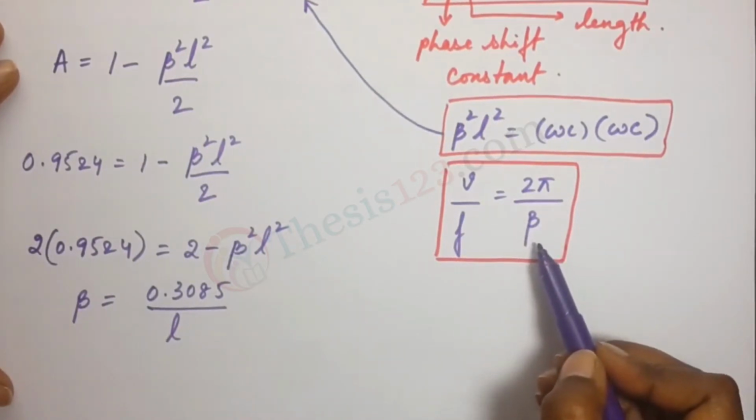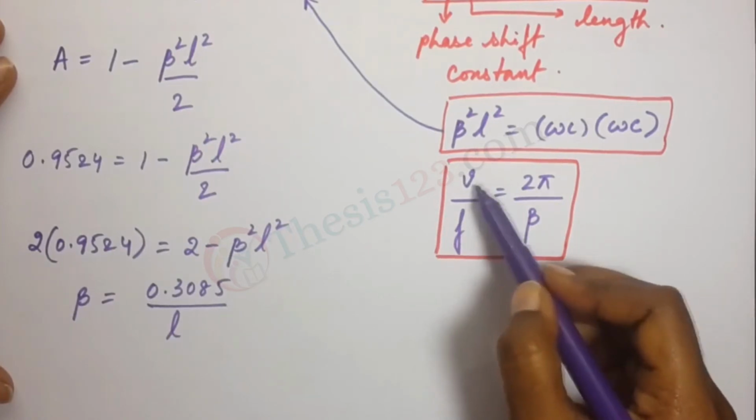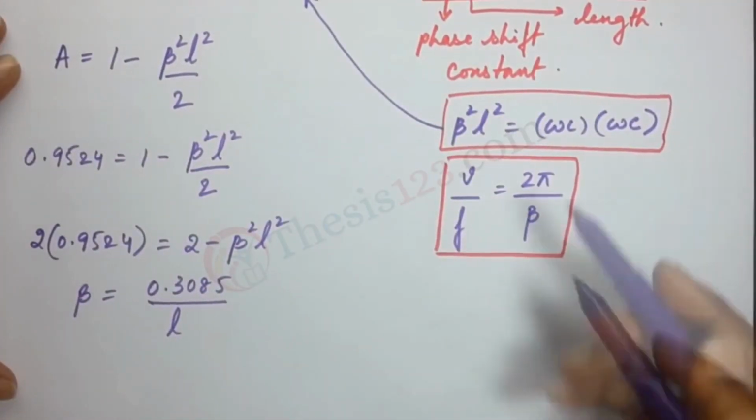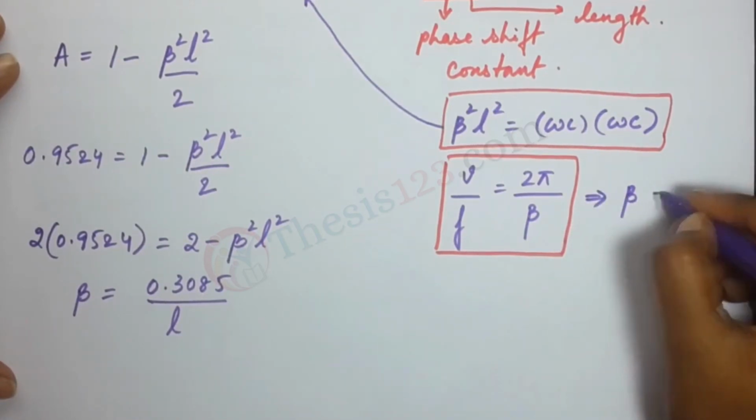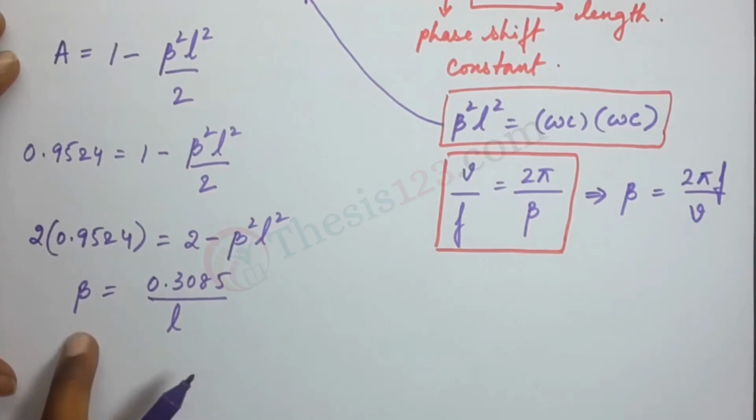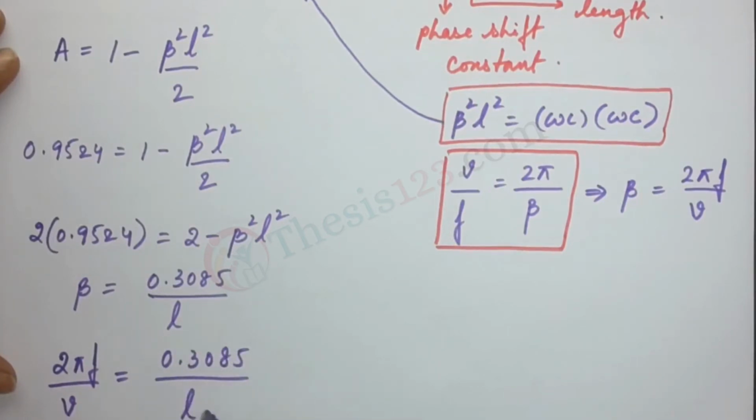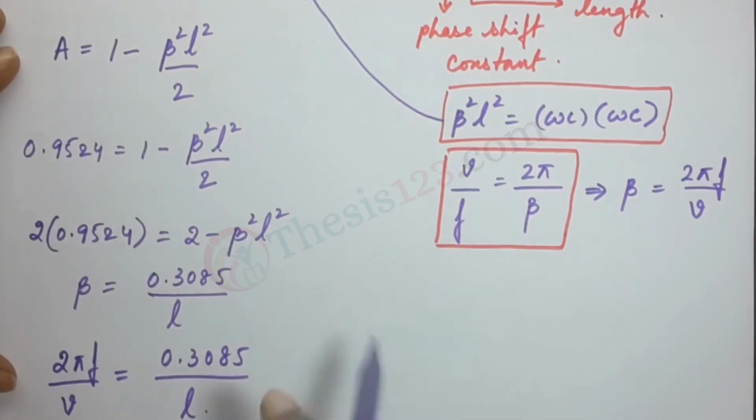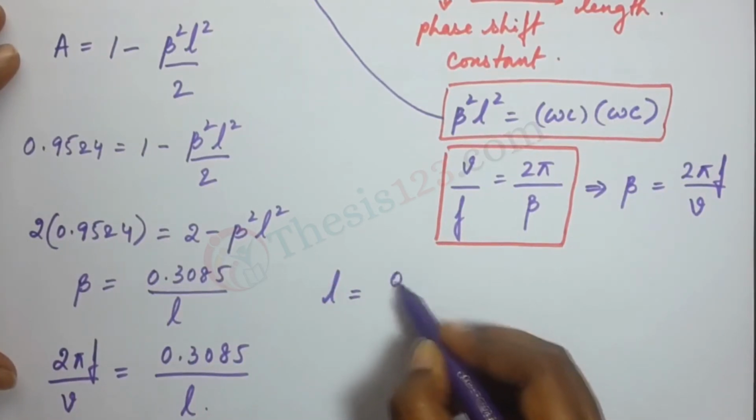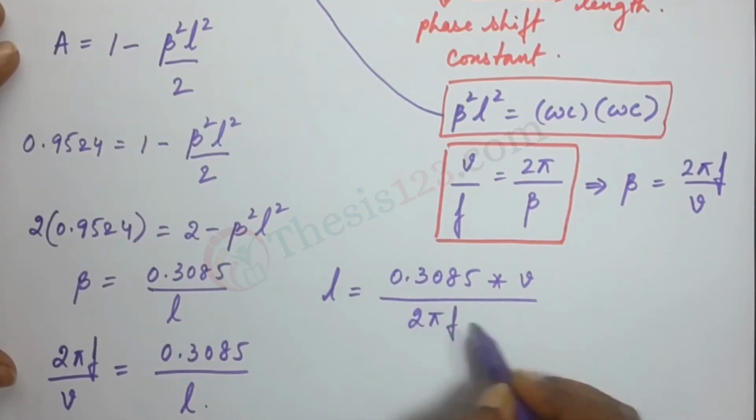Now let's substitute beta's expression here, because we know what the velocity is, we know what the frequency is. The velocity, according to the question, is given as the velocity of traveling wave to be the velocity of light, right? So from here we will be able to write the expression for beta as 2 pi f by v. Let's substitute that over here. 2 pi f by v is equal to 0.3085 by L. Okay, right. Now let's find out what L is. L would be equal to 0.3085 into the velocity of light divided by 2 pi f.